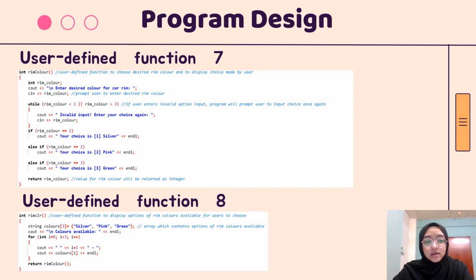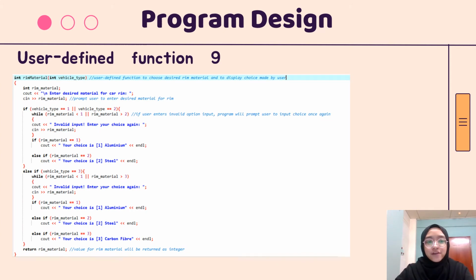The next user-defined function is a function named RIMCLR, which functions to display the options of rim colors available for users to choose. The options available are stored in an array and will be displayed once the function is called. The coding for this function is done by me, Siti Aqilah.